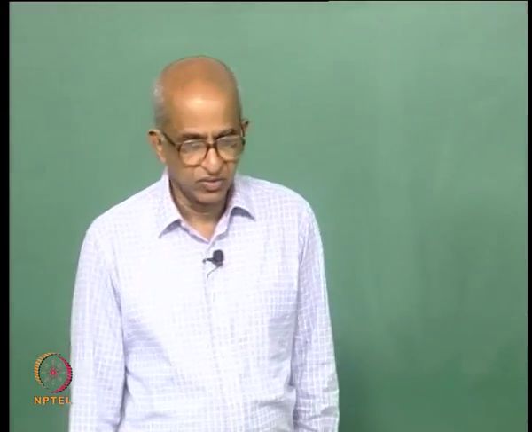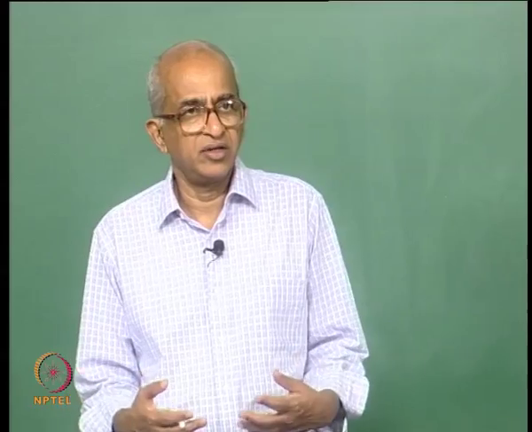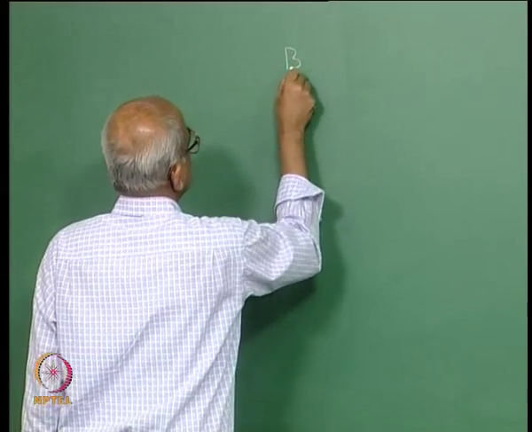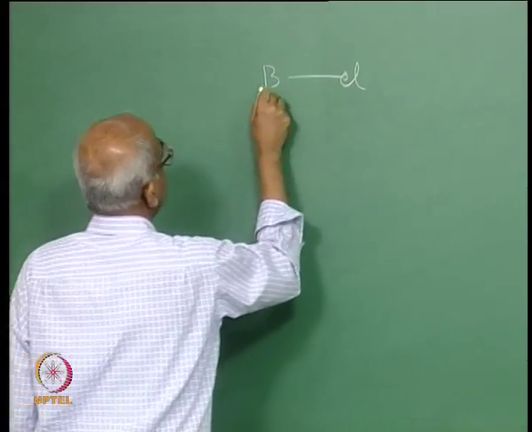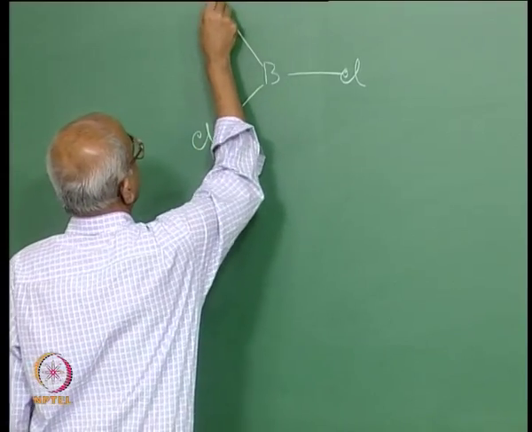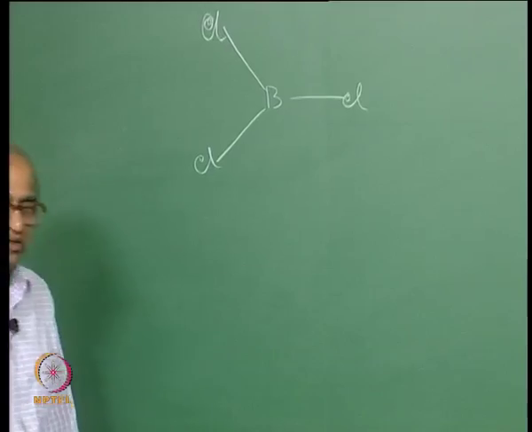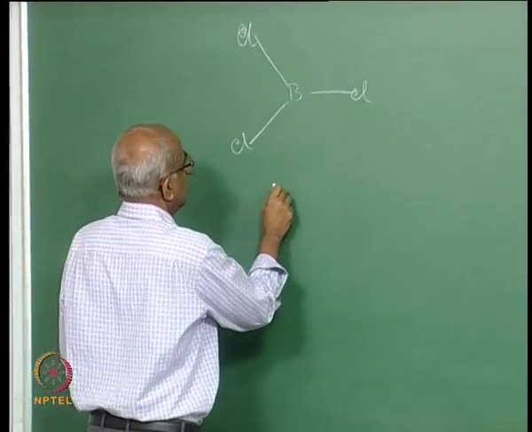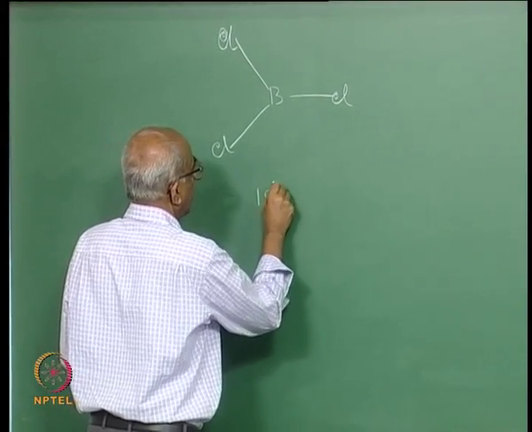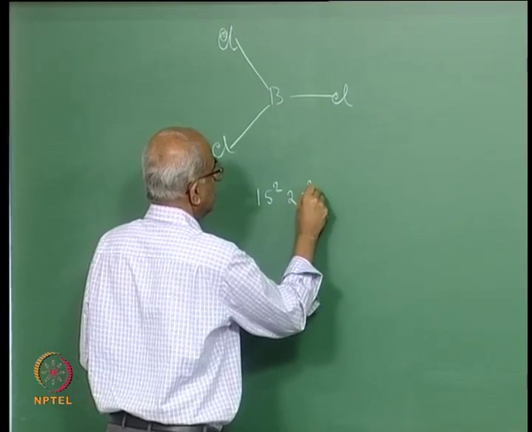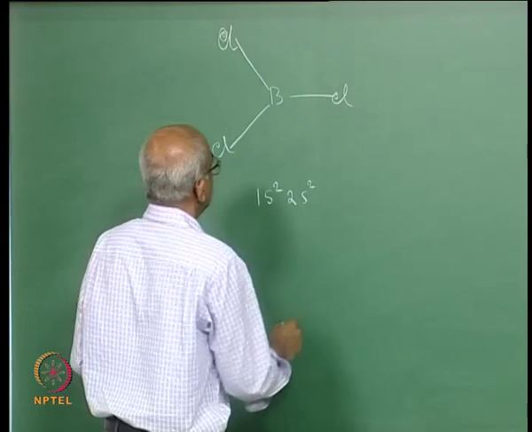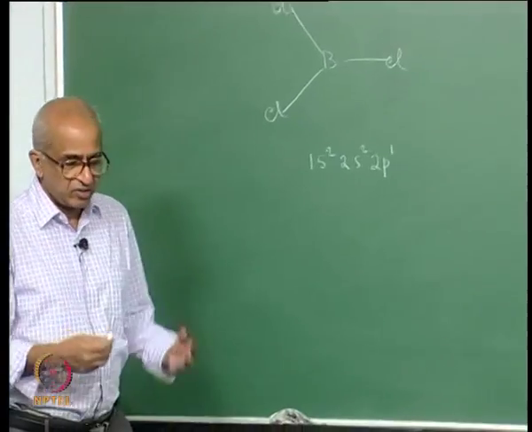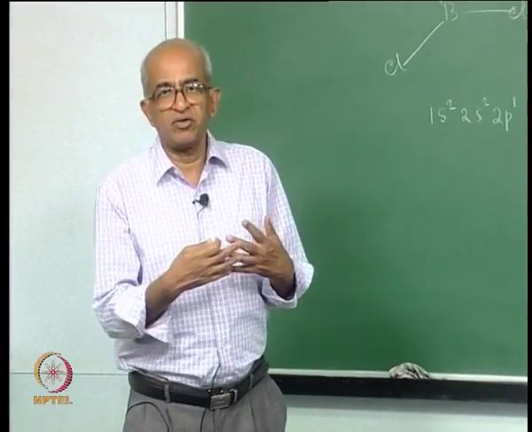Okay, so we will discuss the case of BCl3. BCl3 is a molecule which has a nice shape. The three chlorines are sitting at the three corners of an equilateral triangle, and the electron configuration of boron is actually 1s2, 2s2, 2p1.